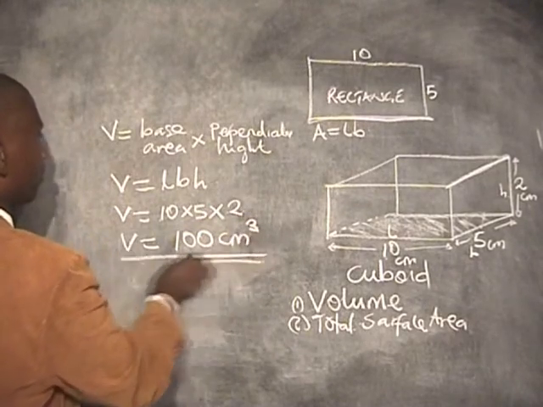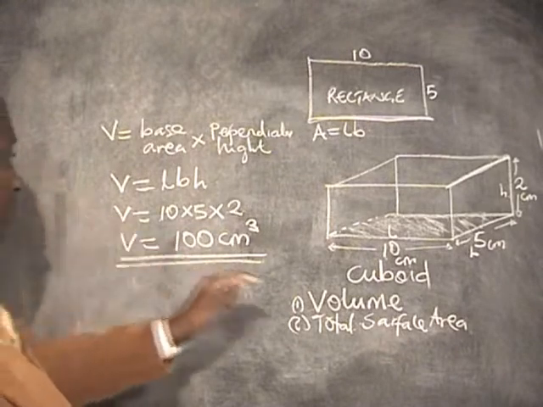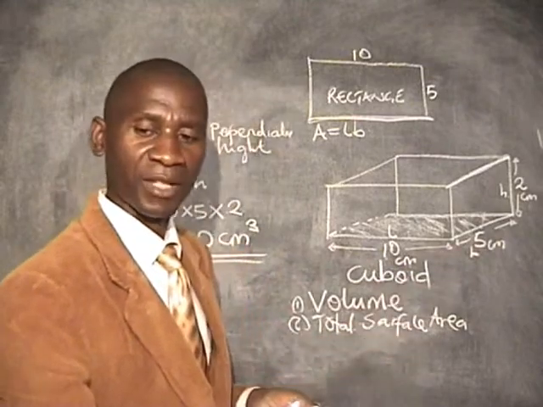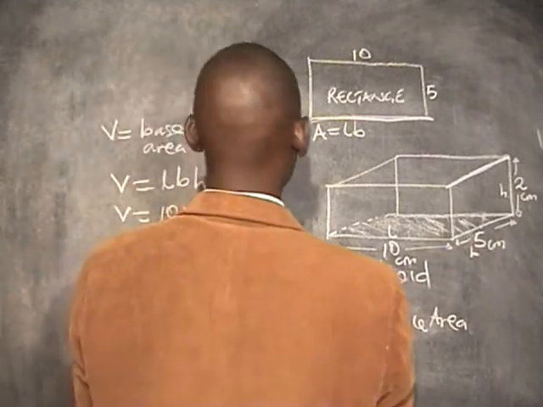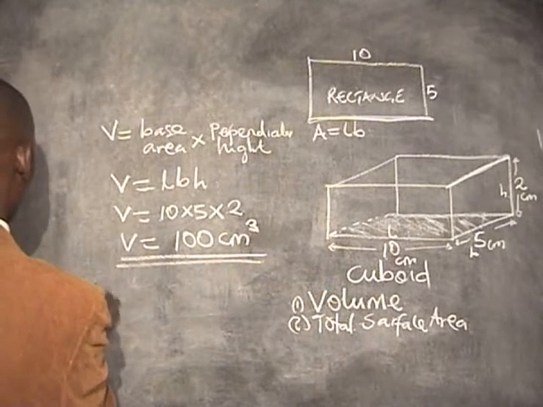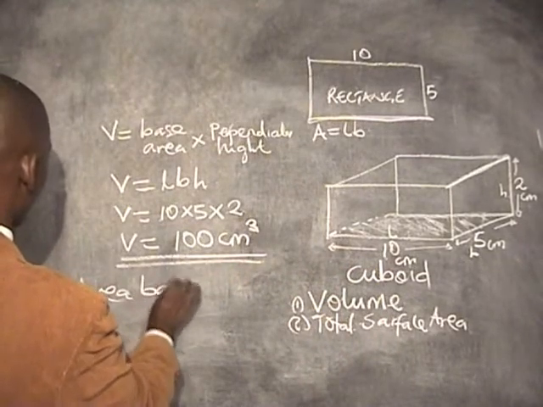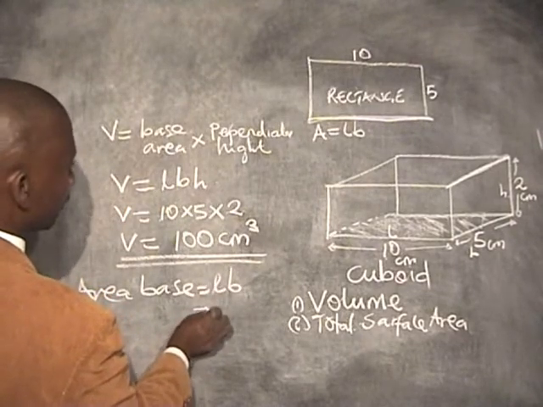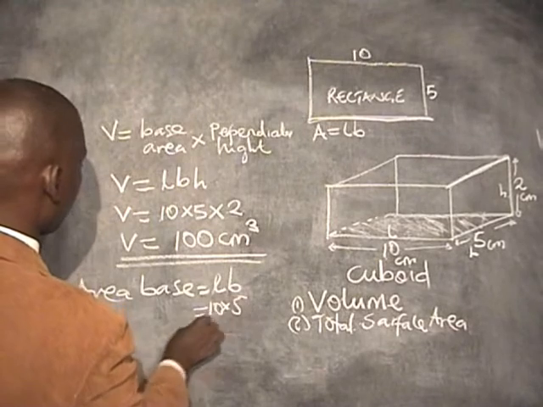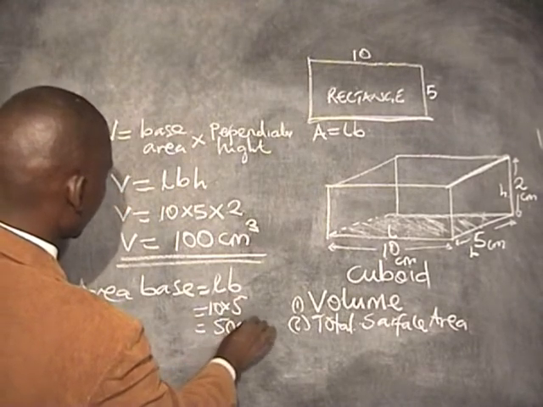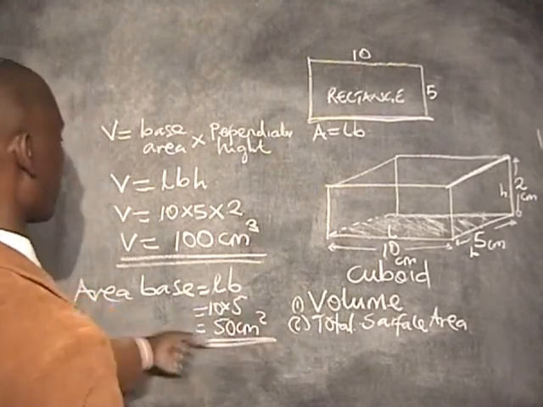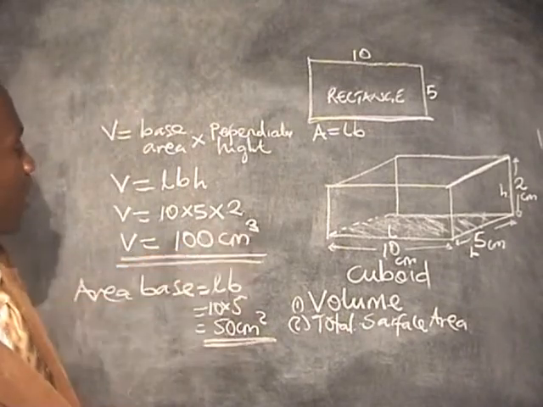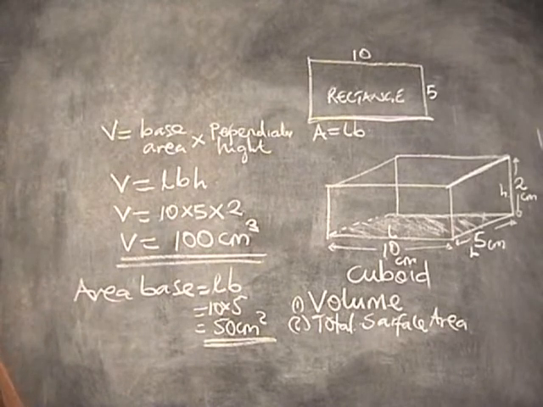Mind you, volume is in centimeter cubed, but area, this area, is 10 times 5. It is 50 centimeter squared, because it is area. I'm sure that is understood. Let me add there to say area of the base is L times B. It's a rectangle, of which this is 10 times 5, and this is equal to 50 centimeter squared. The units for area must be squared, whereas for volume must be cubic. That you should bear in mind. I'm sure that is understood.